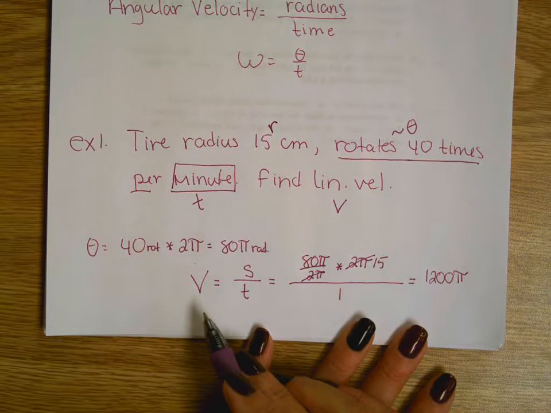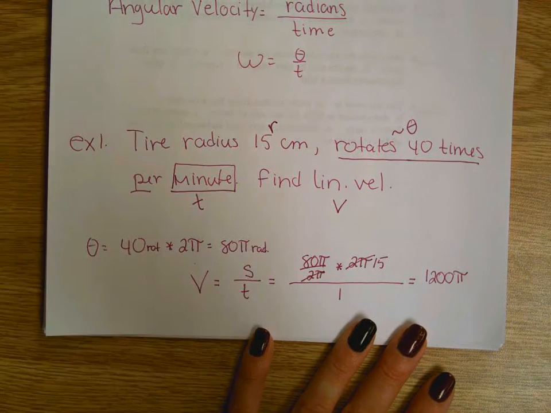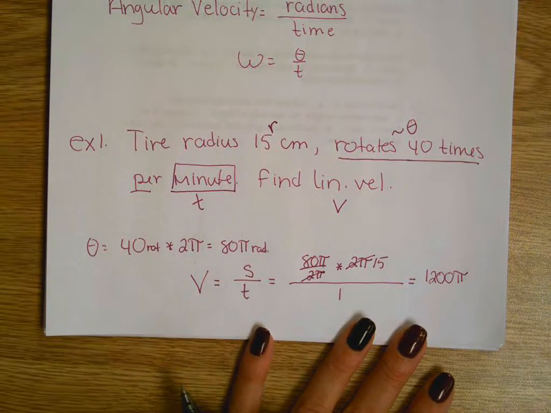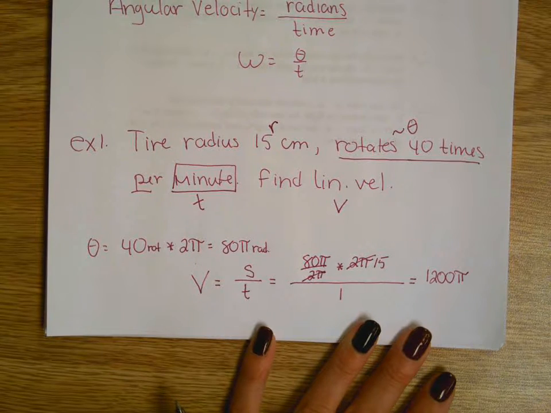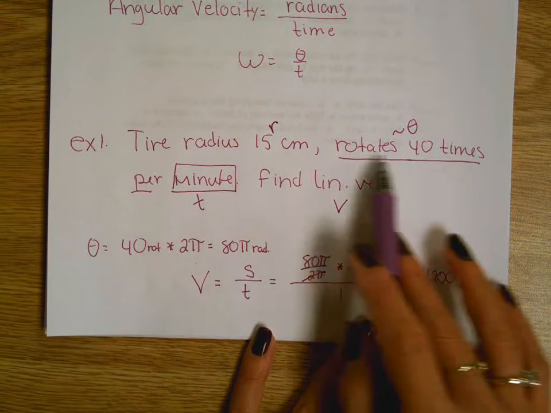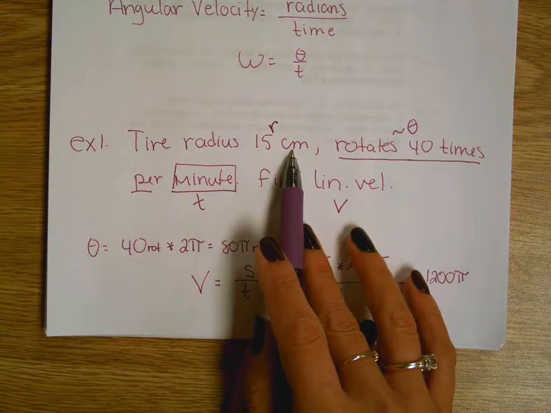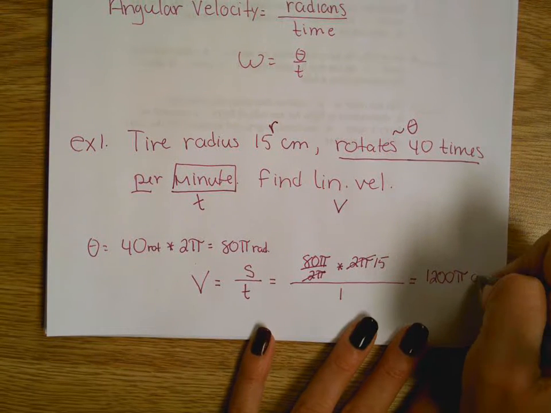And because this is linear velocity, I need a distance per time unit. What's my distance unit? What in here was a distance? So it'll be centimeters per minute.